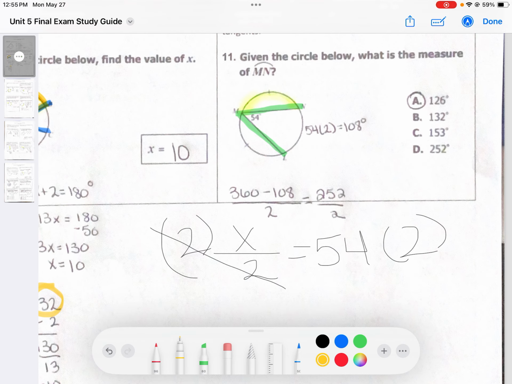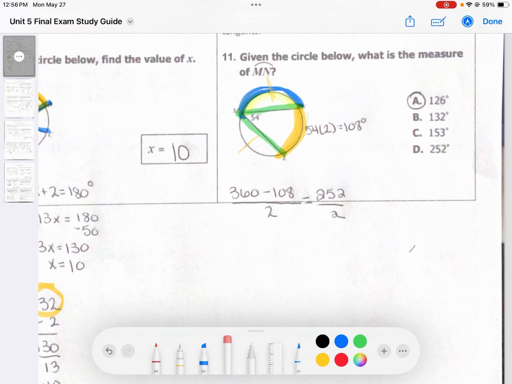But it says find MN. If we know that N to L is 108, I'm asked to figure out what MN is. As you see here, there's that congruent symbol right there. That means this arc is congruent to that arc. Once again, we know there's a total of 360 degrees in a circle. So I do 360 minus 108.